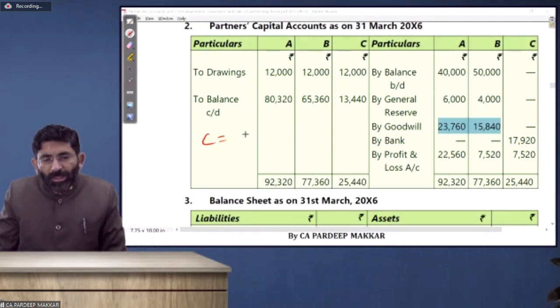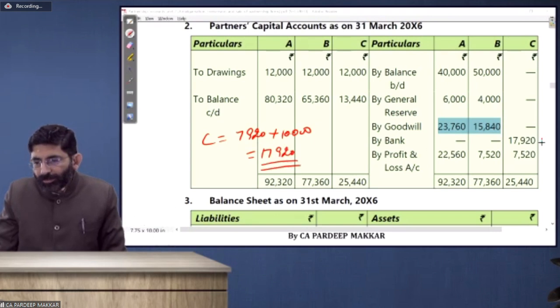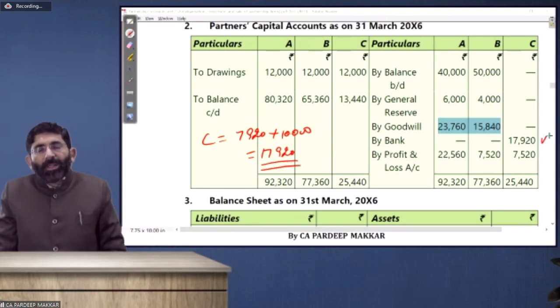C has to bring 7,920 for goodwill and 10,000 for capital. So total amount he will pay is 17,920, that he brought. Is that clear, beta? See, is that clear now?